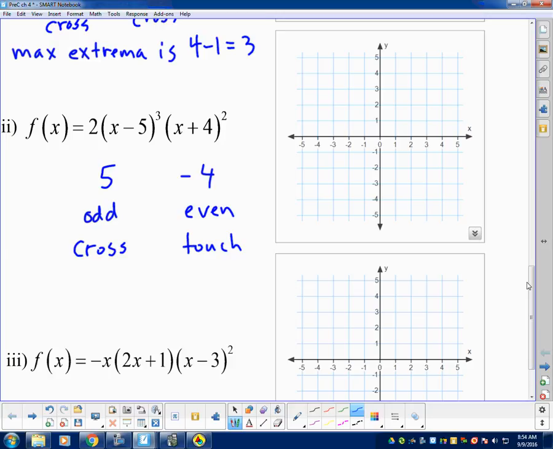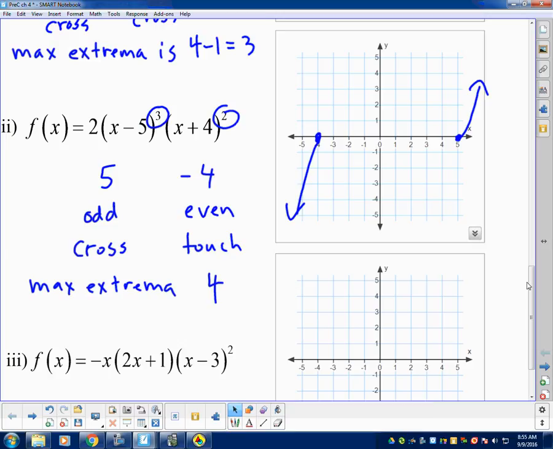And then the max extrema. Well, we have a degree of 5, so the max extrema would be 4. So this one really is odd. And then we have this coefficient out in front, the 2. It's not negative, so it won't flip it over. So at 5, we have it crossing through. And at negative 4, it just touches. And this time, we do know that from here it goes down like this, and from here it's going to go up like that. And then in between, we don't really know what happens.